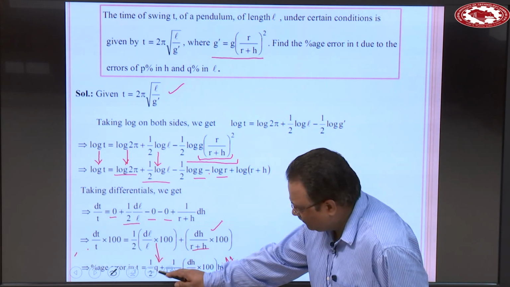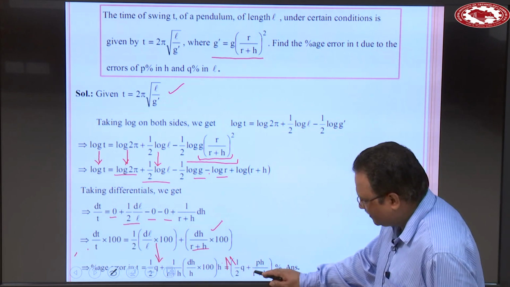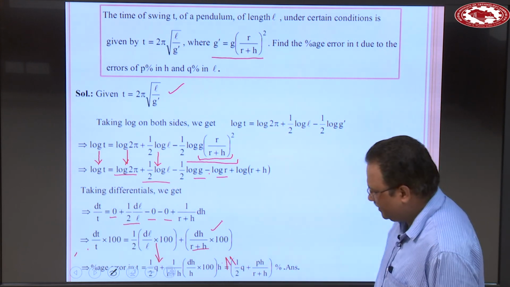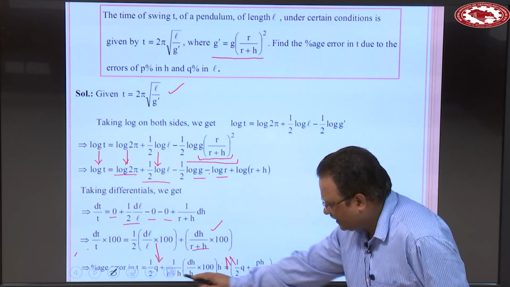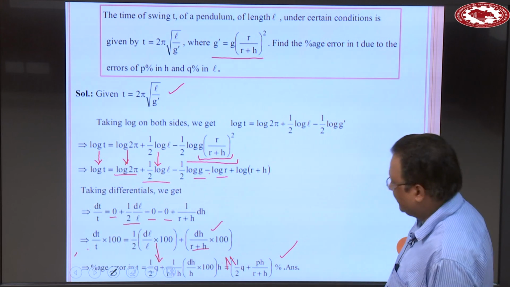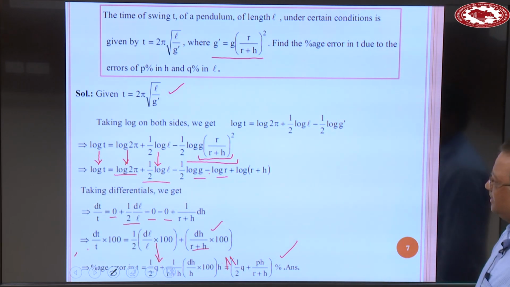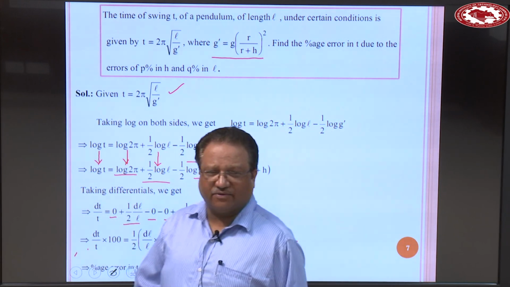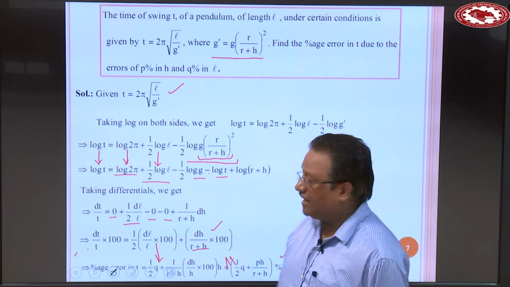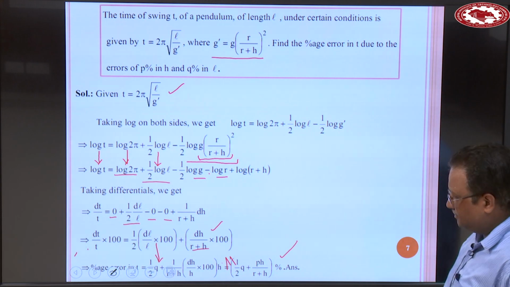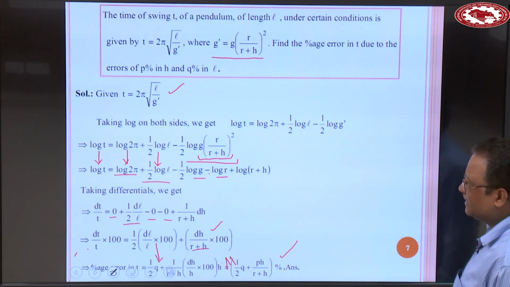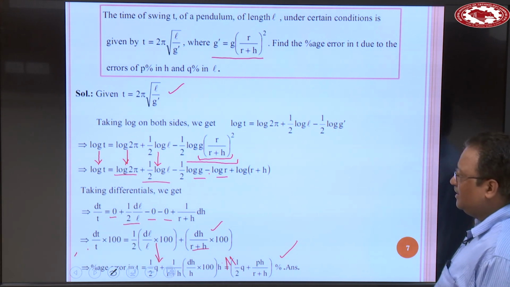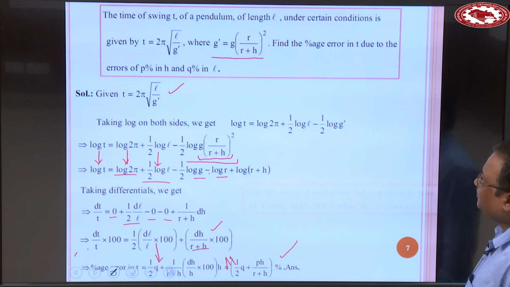So, this one is 1/2 Q plus, now this bracket term is P, so PH divided by R plus H. This is the percentage error in the value of T. In this way you can evaluate the percentage error in the value of T if we have given the percentage error in the value of L as well as H.